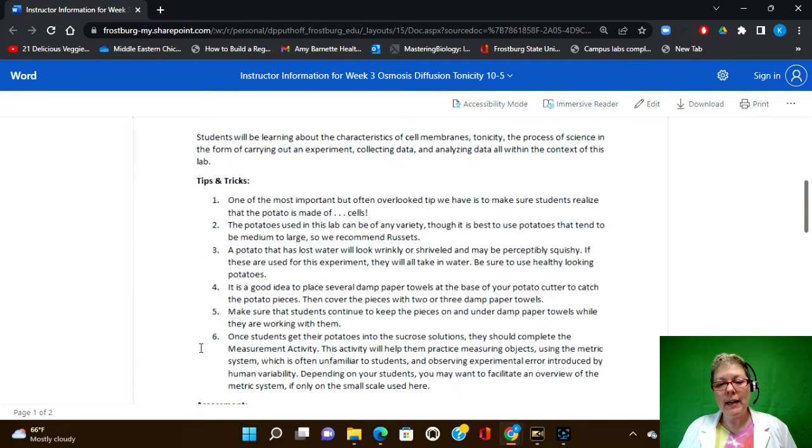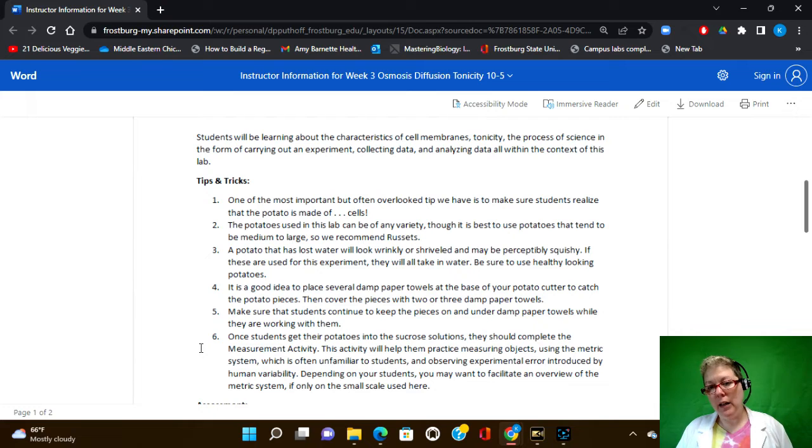So either you can cut the potatoes using the French fry cutter, or you can have the students do it, depending on your comfort level. One tip I would add is put some damp paper towels under the potato cutter so that when the slices come out of it, they come right onto a damp set of paper towels, and then cover them with damp paper towels as well. You do not want to have these potatoes get dried out.